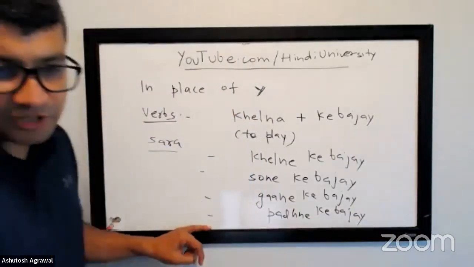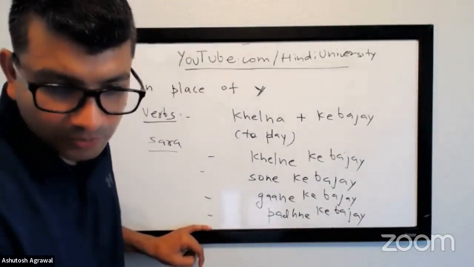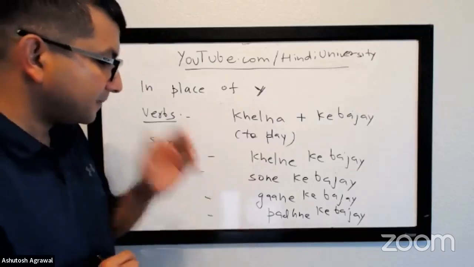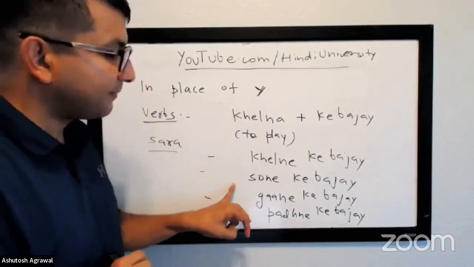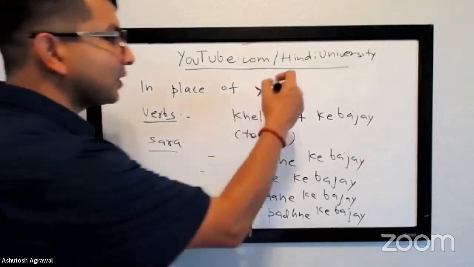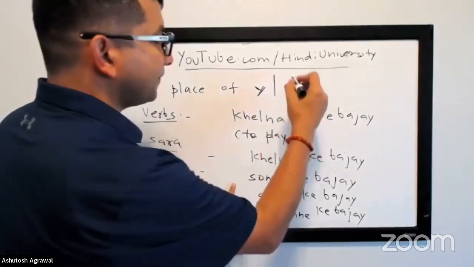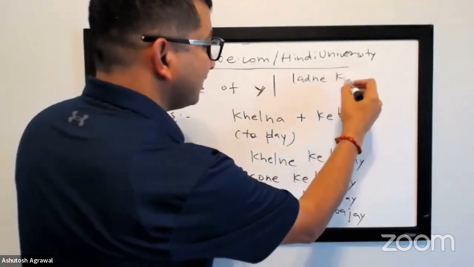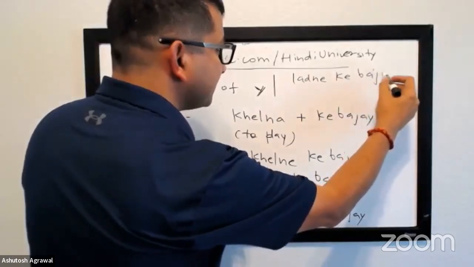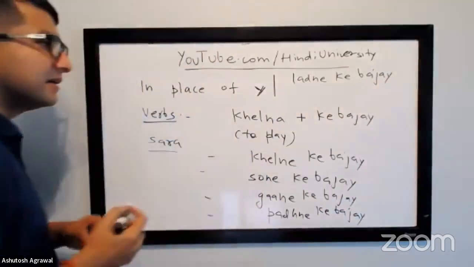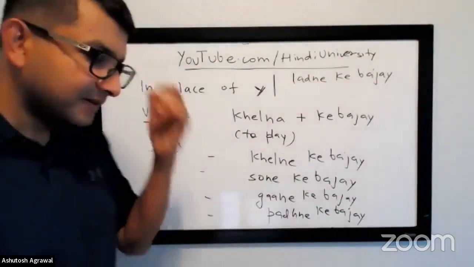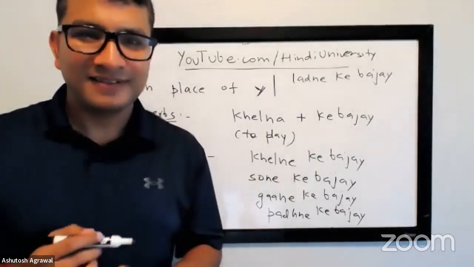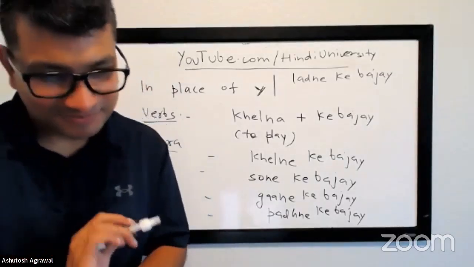Awesome. Sharon ji, so, let's just do few more. Can I try? Yeah. Okay. Why don't you try and then I'm gonna ask Sharon. Ladne ke bajay, ladna, instead of fighting. लड़ने के बजाय. Make a sentence. लड़ने के बजाय, I want to say, ladne ke bajay diplomatic solution चाहता हूँ. Oh, very good. Awesome.